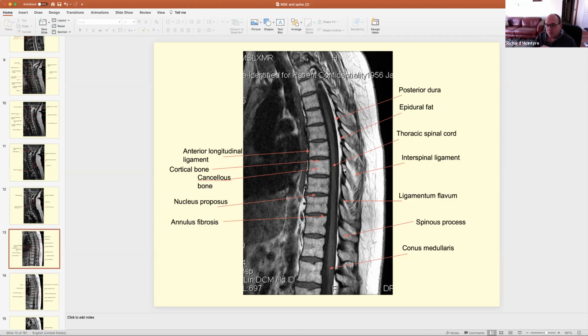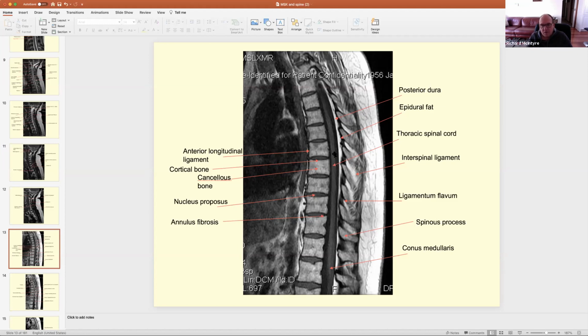Okay, again, we're looking at a T1. T1 has the fat bright, and T2 the fat's bright in most cases. So the bone is bright. The cancellous bone is bright because there's fat deposits in that cancellous bone. Again, nucleus pulposus and annulus fibrosus. Okay, so we've got the disc space there.